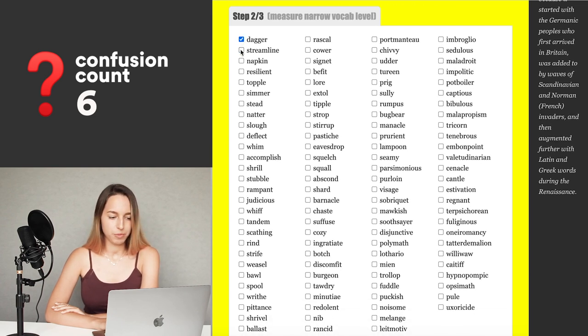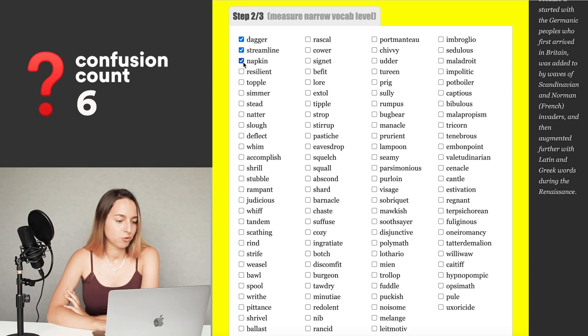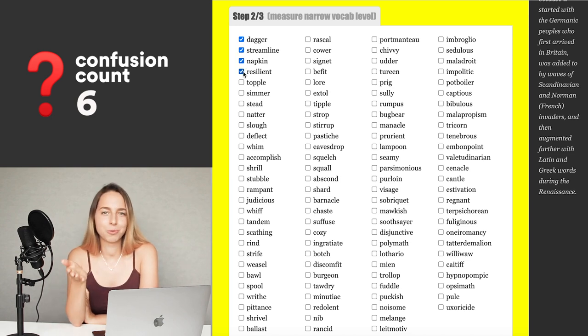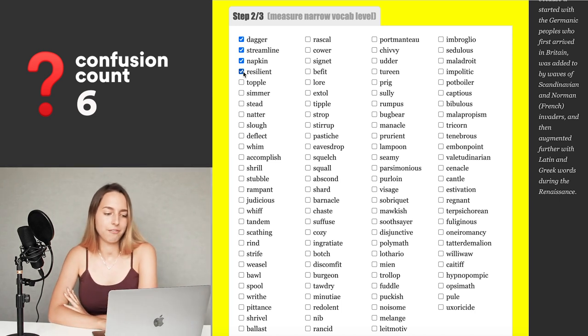Dagger. Yes, streamline. Streamline is such a buzzword, by the way, especially in corporations and in startups, when people talk about streamlining their business processes or their value chain or anything else. Okay, napkin, resilient. Resilient, again, that is also a buzzword of 2020, I guess, maybe even 2019. But the word resilience and the adjective resilient, I see a lot everywhere in articles, especially about women who are advised to build resilience when working or when just dealing with everyday life.